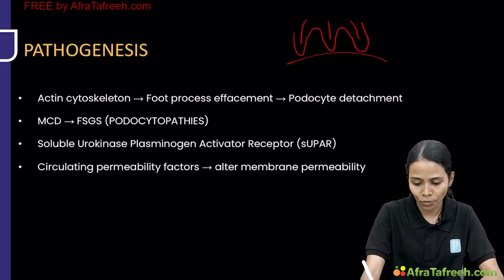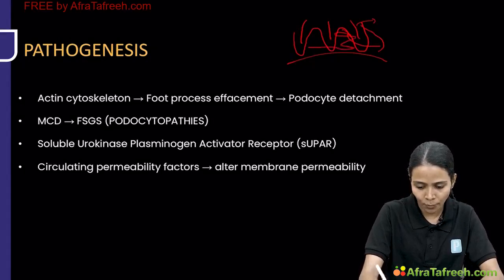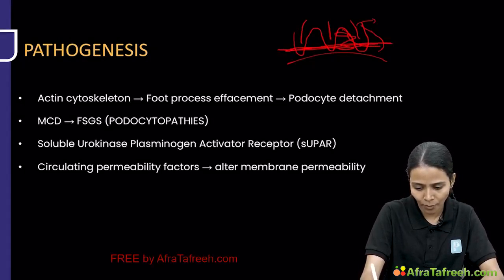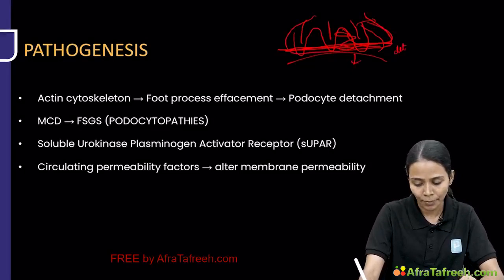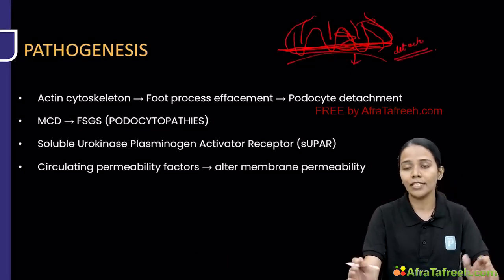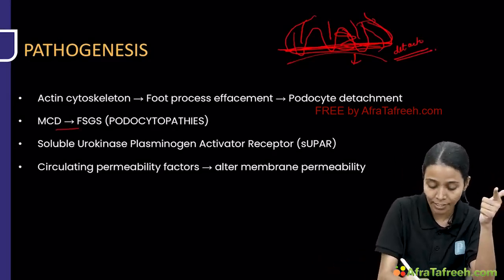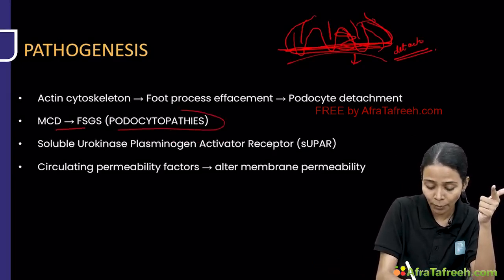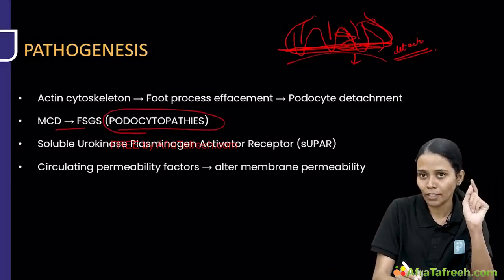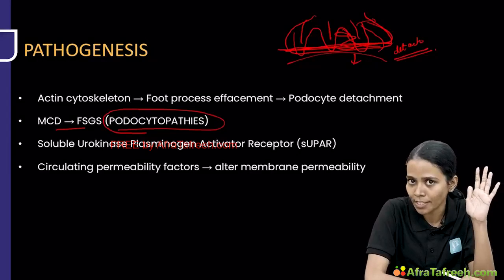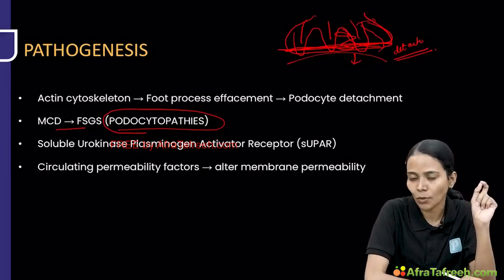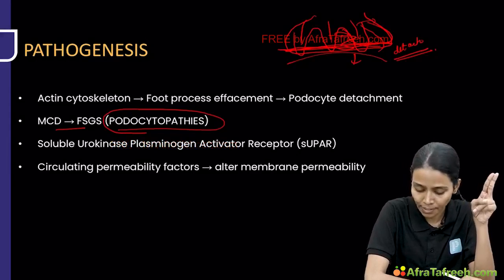If this collapses, what is going to happen? The foot process will get effaced. The foot process will get effaced and it will form a single thing like this. And eventually this effaced foot process is going to detach from the GBM. So basically it is a disease which is affecting the podocyte. That is why MCD and FSGS are coined under the broad terminology called podocytopathies. So if a question about podocytopathy is coming, that means they're intending to ask about MCD or FSGS.